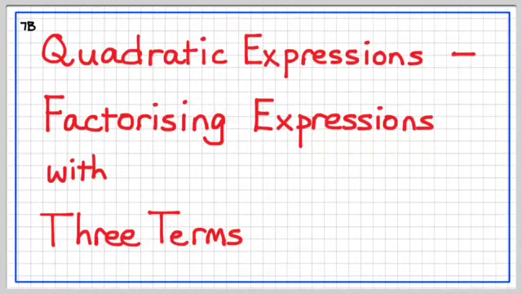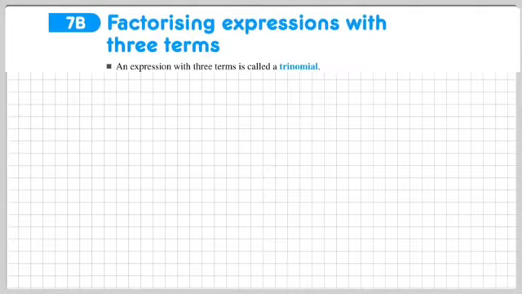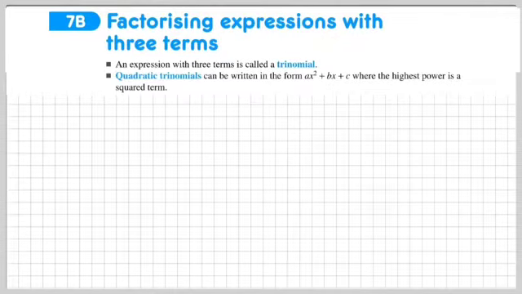Hi guys, let's continue our journey into the land of quadratic expressions in this session by having a look at factorising expressions with three terms. Factorising means putting the brackets in, whereas in the last session we did expanding, which is taking the brackets out. So factorising quadratic expressions with three terms, that is called a trinomial. Tri meaning three, nomial meaning number or term, but tri meaning three.